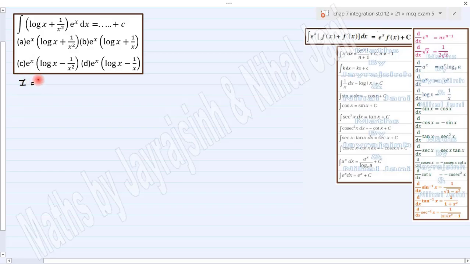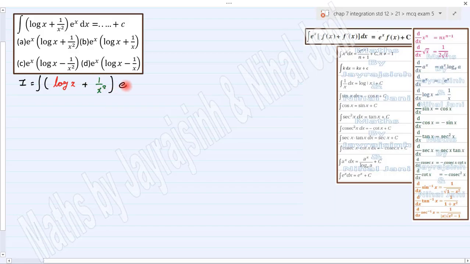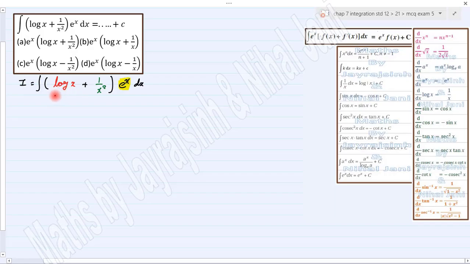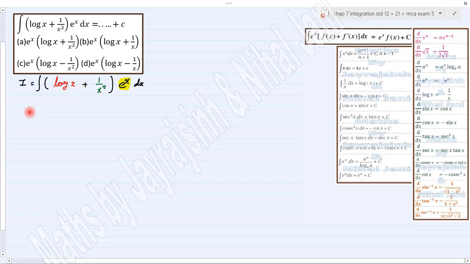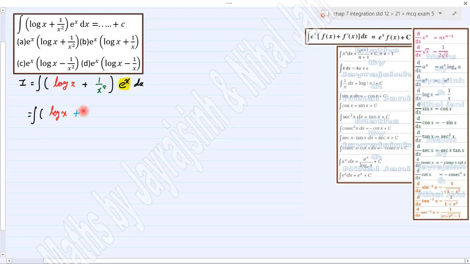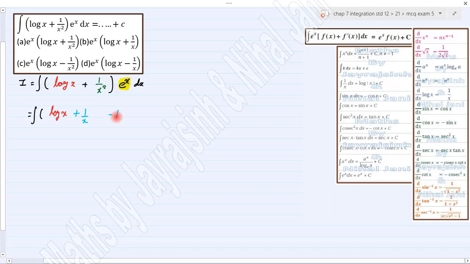In this question, you have to integrate (log x plus 1 by x square) into e raised to x dot dx. This e raised to x suggests that we have to use the [f(x) plus f dash x] into e raised to x form. But if we consider log x as your f(x), then we don't have its differentiation, which is 1 by x. So, to set the differentiation of log x, which is 1 by x, let's add and remove 1 by x.